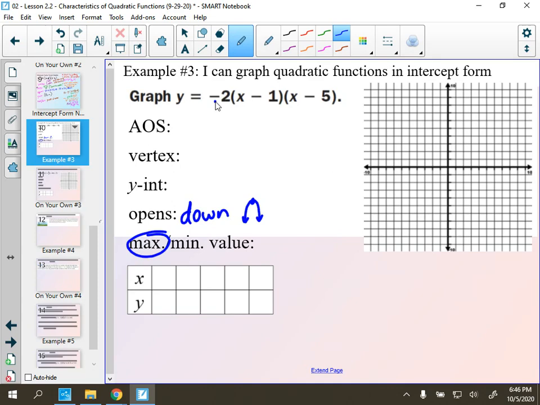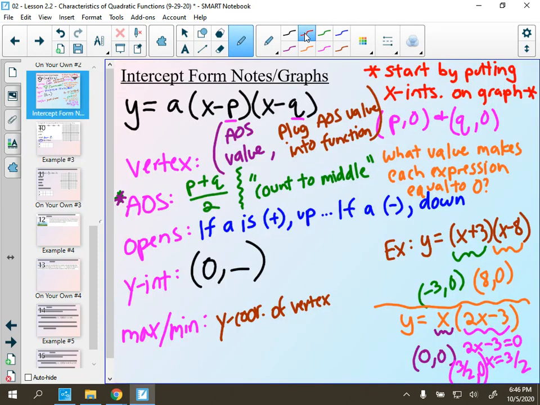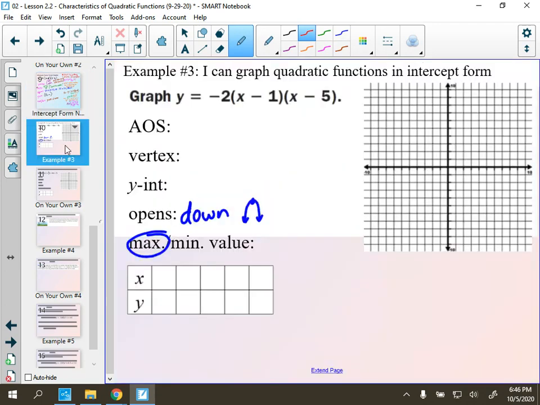So what's the first thing we said to do? Maybe I'll reference this one, way at the top, where I said start by putting the x-intercepts on the graph, thinking about what makes each of these 0. So what makes this expression equal to 0? 1. So the point 1, 0 is one of my x-intercepts, and I'm going to plot it. What makes this expression equal to 0? Well, 5. So the point 5, 0 is my other x-intercept. Let's count it out. 1, 2, 3, 4, 5.